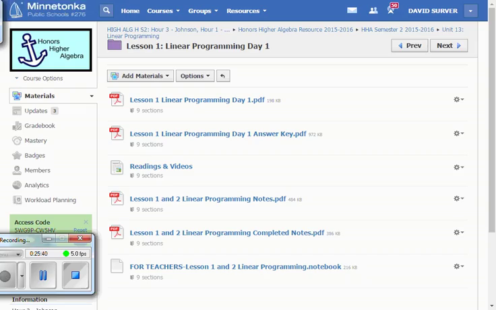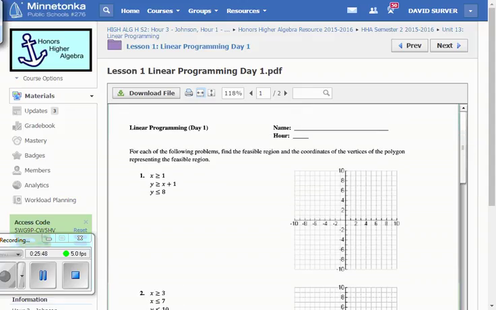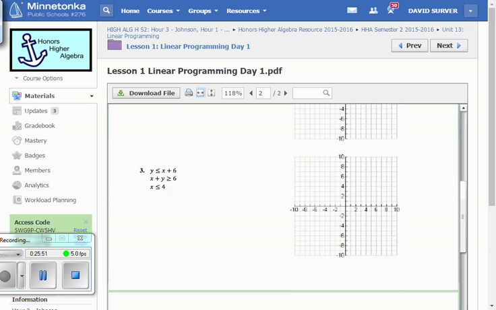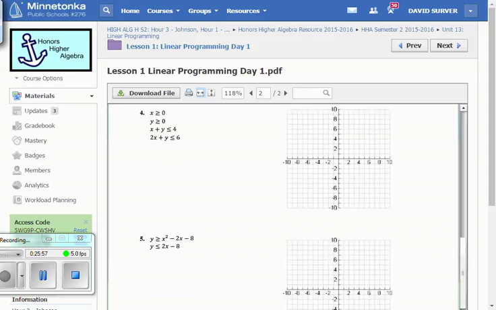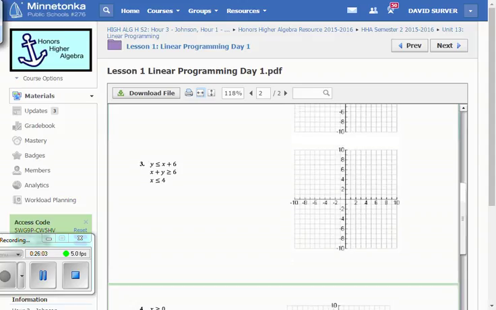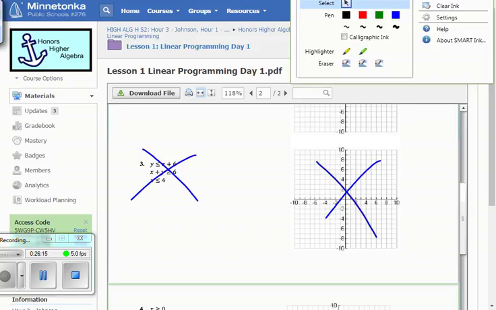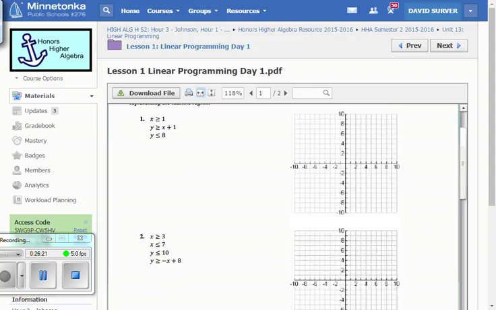This is where I'm pulling the worksheet from, Lesson 1, Linear Programming, Day 1. And here we are. I feel like this worksheet is a little bit long, so to keep your assignments reasonable size, I think I am going to cut one of these out for you. This has got 3 parts. It will save you a fair amount of time. Let's skip number 3. Now let's get to number 1.